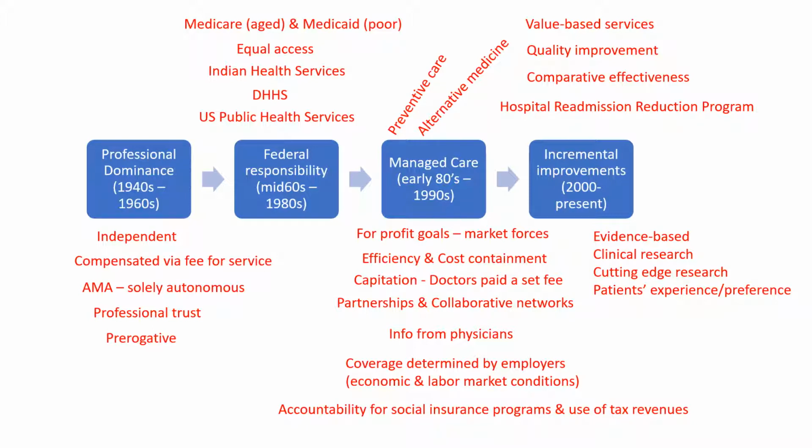The coverage are determined by the labor market conditions and the economic climate, which is not a very good system from the perspective of employees. It benefits the employers, but not employees under this system. And this era focused on accountability for different social insurance programs and accountability in the use of taxpayers' money. Because of that, they want to make healthcare more efficient and cost-contained. They want to be accountable to the different social insurance programs instituted under the federal responsibility era. And they want to be responsible to the taxpayers as well.